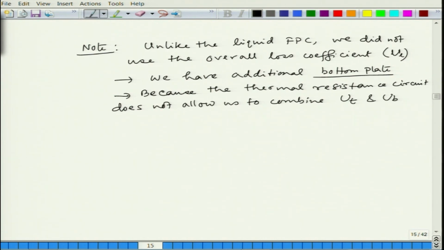It can be combined if both are connected to the same node. Here we have two nodes. One is for the absorber plate, the other one is for the bottom plate. For that reason, we cannot combine UT and UB. But we can of course apply simplifications to this, and we will see that shortly.